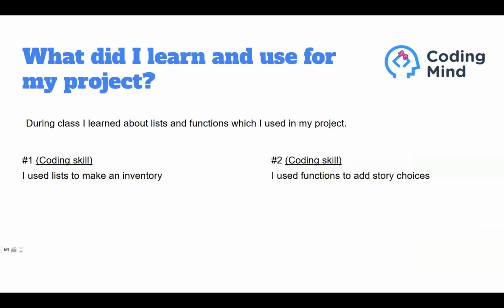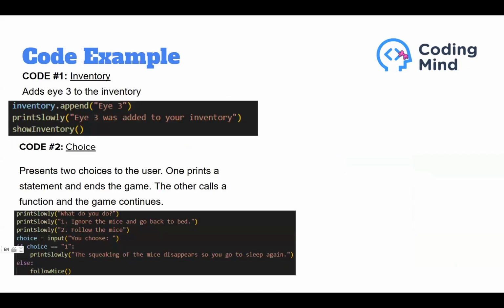During class, I learned about lists and functions which I used in my project. I used lists to make an inventory, and I used functions to add story choices. Code 1 adds I3 to the inventory, and code 2 presents two choices to the user. One prints a statement and ends the game. The other calls a function and the game continues.